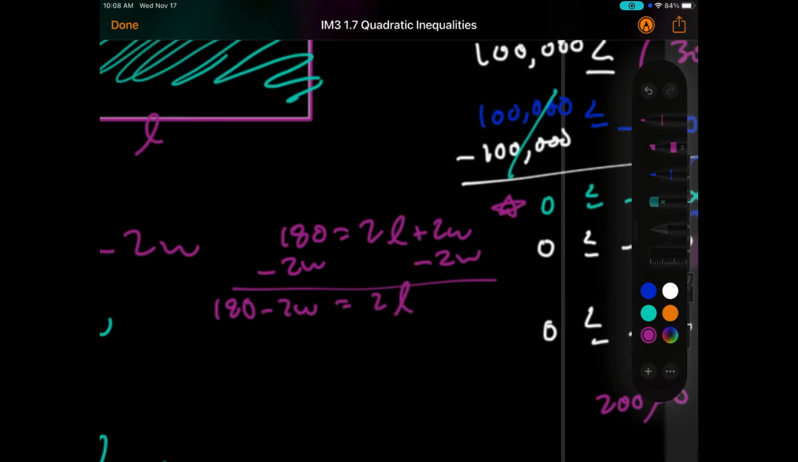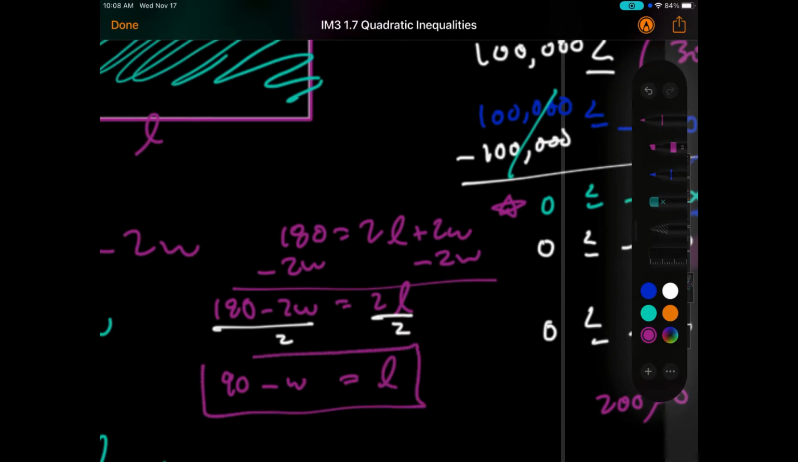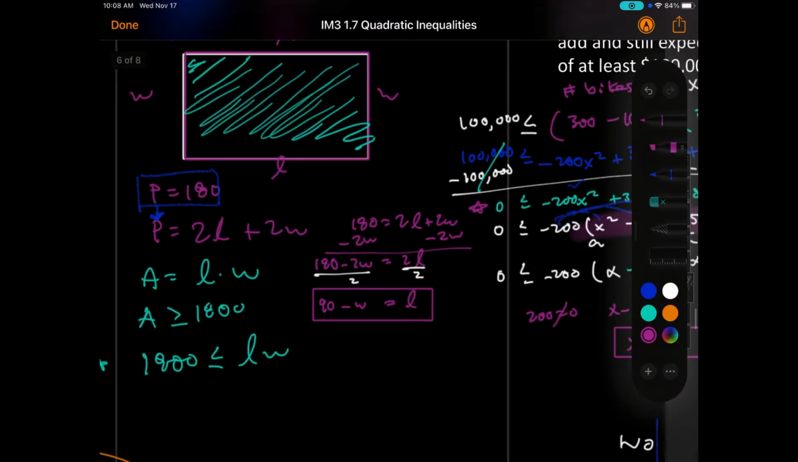That's an L. And then here I'm going to divide by 2. And this is going to get me 180 divided by 2 is 90. Negative 2 divided by 2 is negative W, negative 1W, and this becomes just L. Okay, so this is what I wanted. Why did I want this? Because then I can put this one in here, and if I do that, it's going to eliminate the L, if that makes sense. And all I have is just the W.